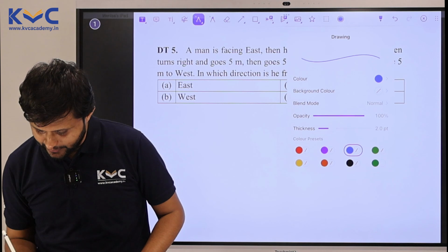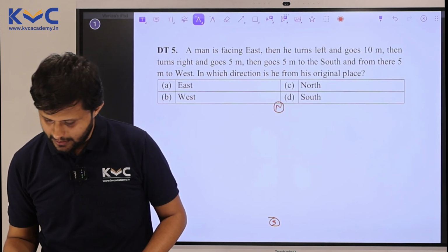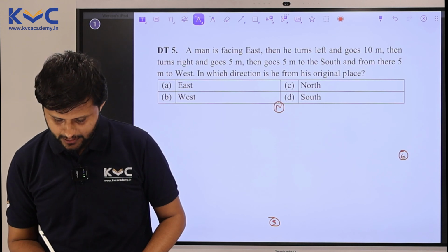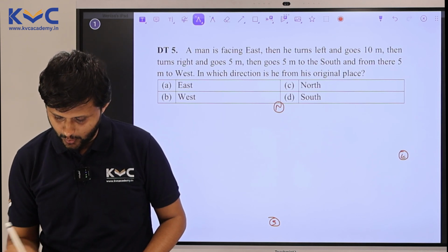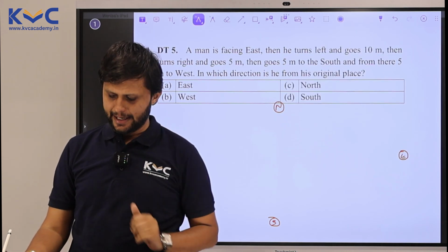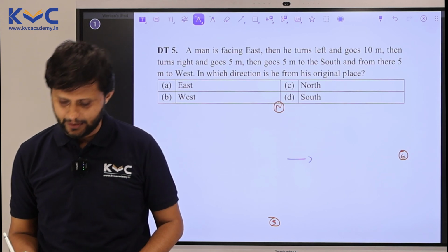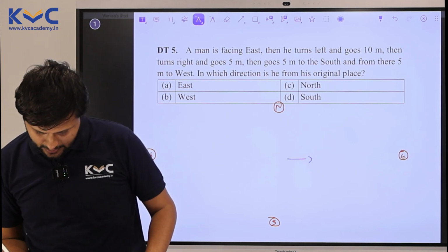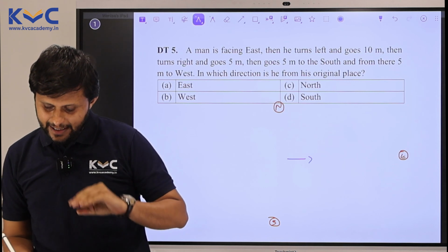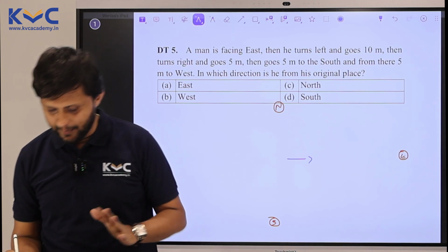Okay, now we'll write those north, south again. North, south, east we have over here, and west. Fine. Okay. He is facing east side. Which side is that? This side. Yes, facing east side. Okay. Does he walk? No, he's just facing. And he turns to his left and goes 10 meters. 10 m it is written.